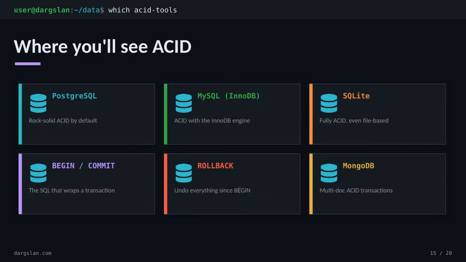And the good news is, once you decide that peace of mind is worth it, ACID is everywhere you already work. PostgreSQL gives it to you out of the box. MySQL delivers it through the InnoDB engine, and even SQLite, running from a single file on your laptop, is fully ACID compliant. The vocabulary is universal too. Begin and commit wrap your transaction, rollback undoes everything if things go sideways. And it's not just SQL anymore. MongoDB now supports multi-document ACID transactions as well.